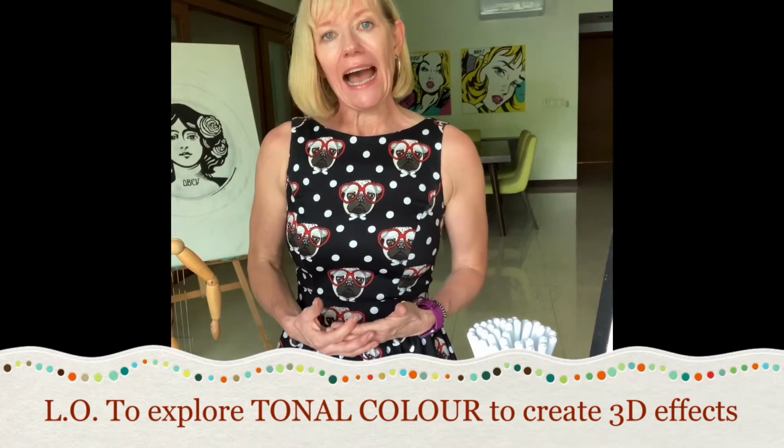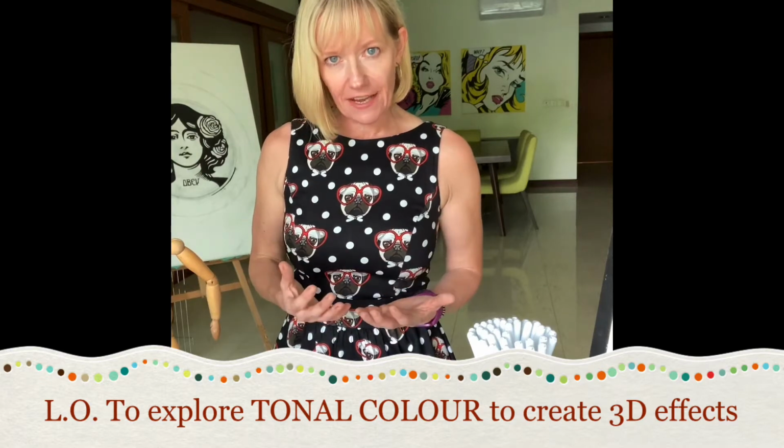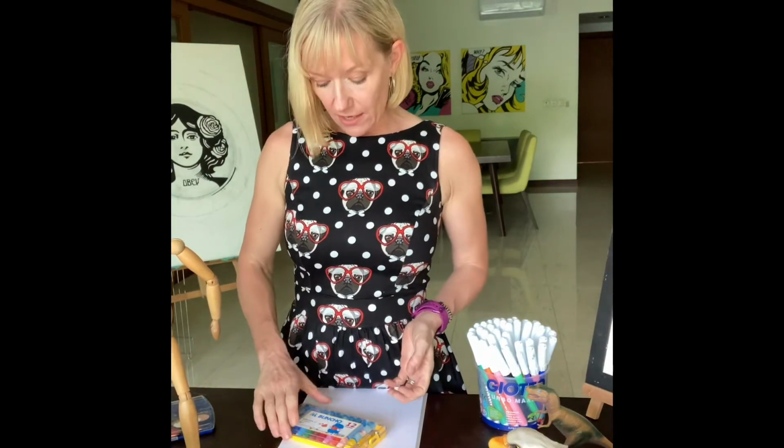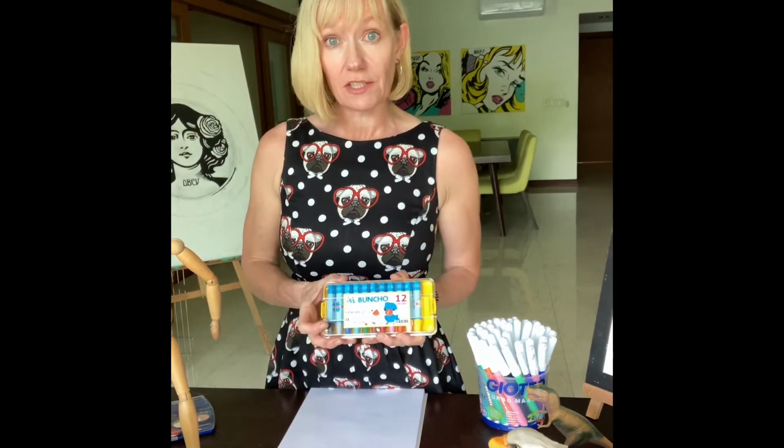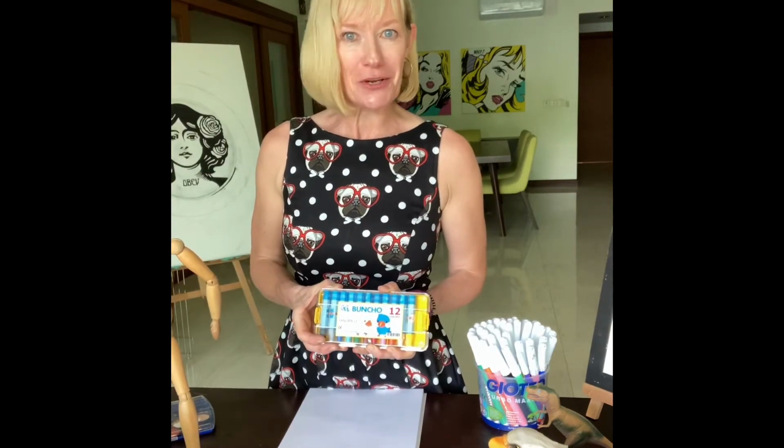For today's art activity, we're going to be exploring tonal colour, basically lights and darks of the same colour, and how we can use tonal colour to create 3D effects on a 2D surface. To do that today, we're going to be using our oil pastels from our art curriculum pack. So we're going to create a 3D sphere. Let me show you how it's done.